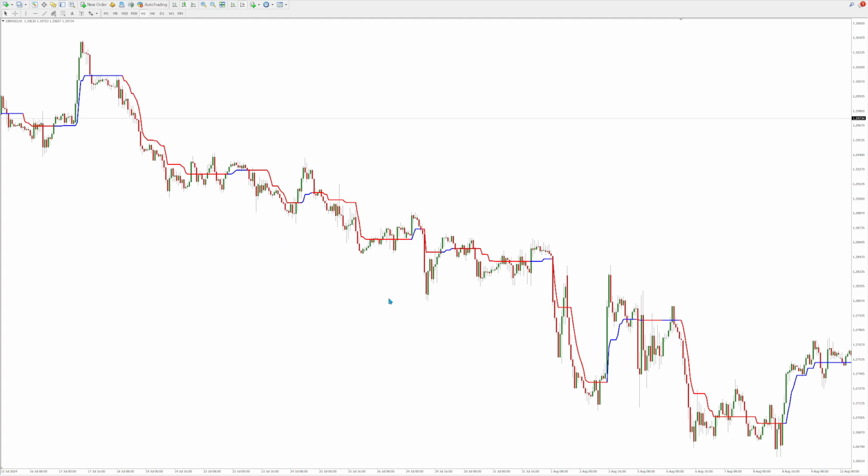You can use the Magic Trend Indicator on any trading instrument, whether that's Forex, crypto, stocks, commodities, indices, etc. And you can also use it on any chart time frame. This is a 1 hour chart.